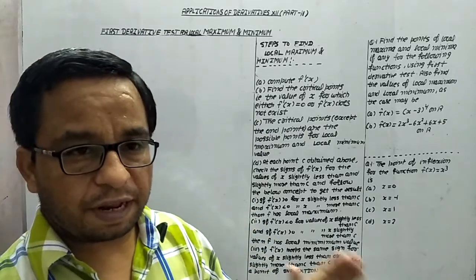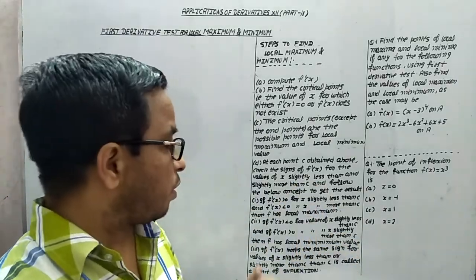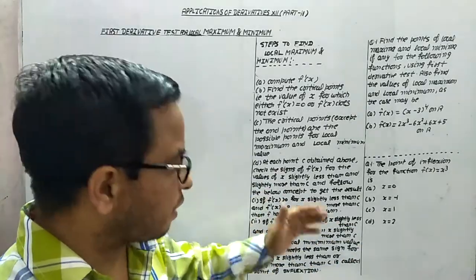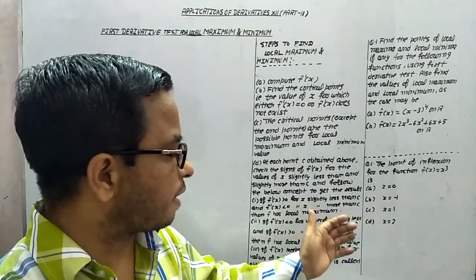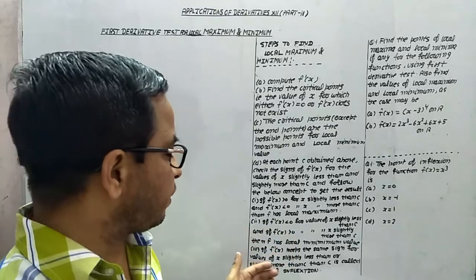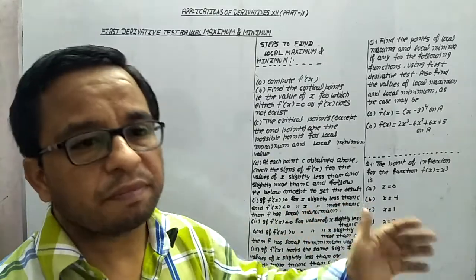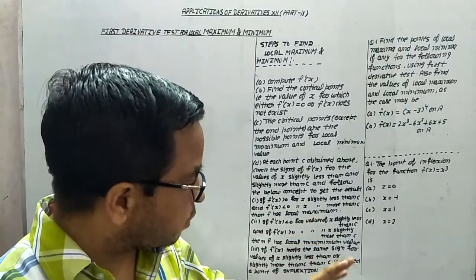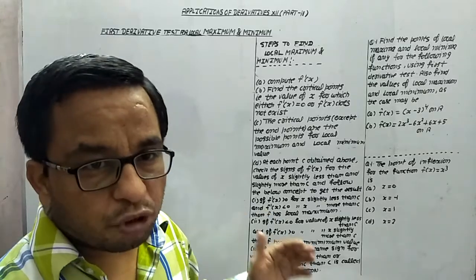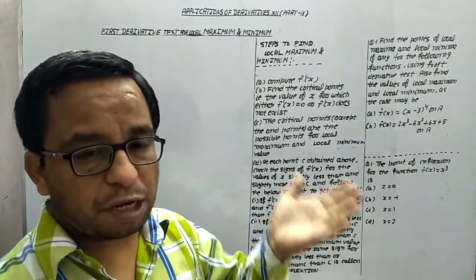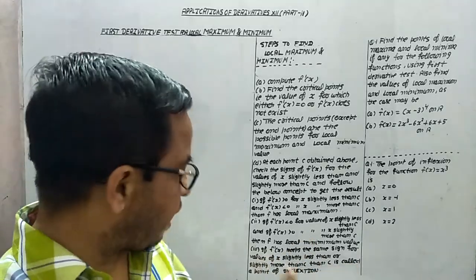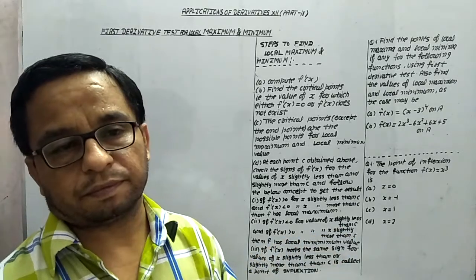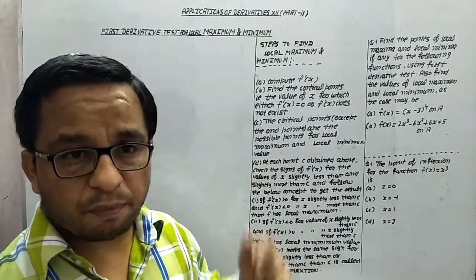Second point, if f dash x is less than 0 for values of x slightly less than C and f dash x is greater than 0 for values of x slightly more than C, then we will say f has a local minimum value. And the third point, if f dash x keeps the same sign for values of x slightly less than C and slightly more than C, then we will say that C is a point of inflection. So these 3 points are very important.